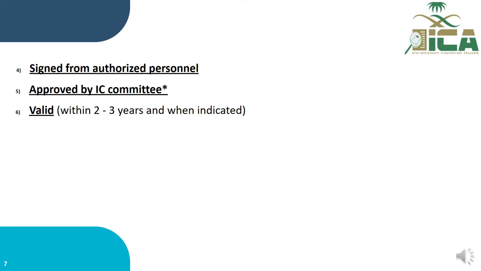The policy should be signed by an authorized person. You need to check who signed this policy. It should be signed by the authorized person, like the hospital director or the medical director, and also it should be approved by the infection control committee, and it should be valid and updated within 2 or 3 years and when indicated.